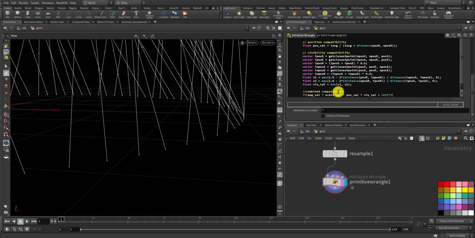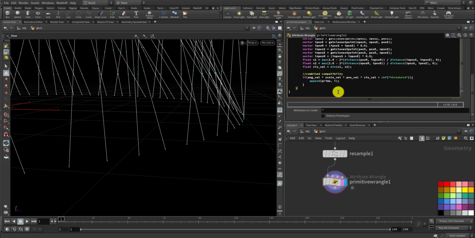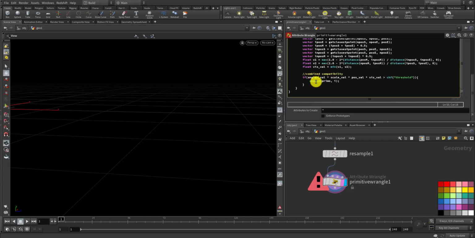You can use one threshold parameter to control what is the best threshold for these compatibilities. Since all the values are in between 0 to 1, you could also set the threshold limitation from 0 to 1. And if the value is more than the threshold, then you can say that the targeted line is compatible as a pair, so append prims, the index of the target primitive index, in this case I. Okay, should be angle value, I guess.